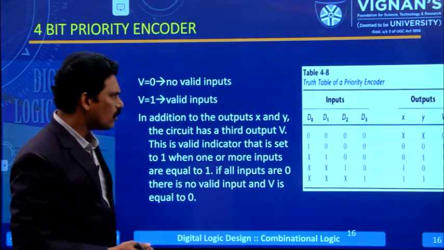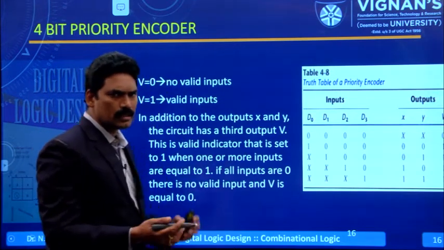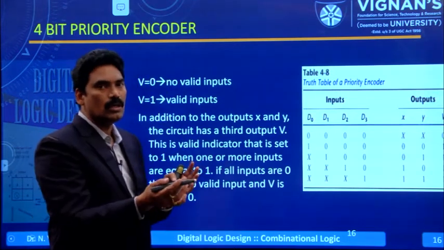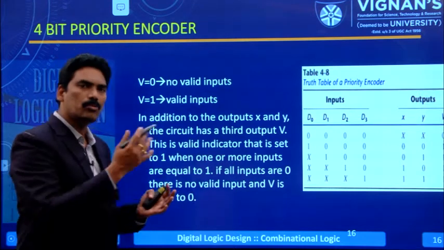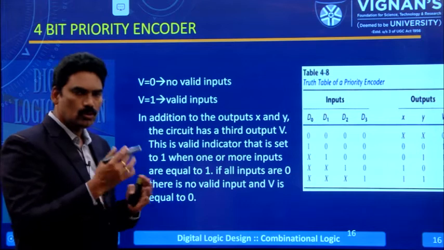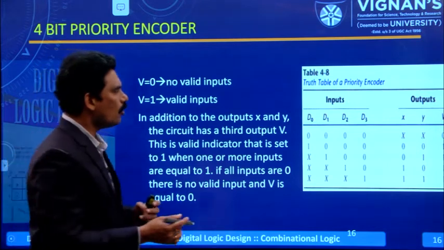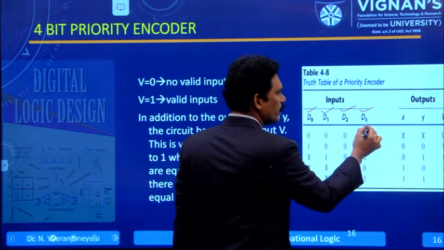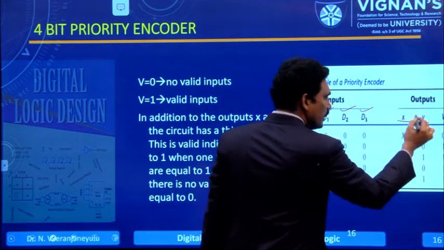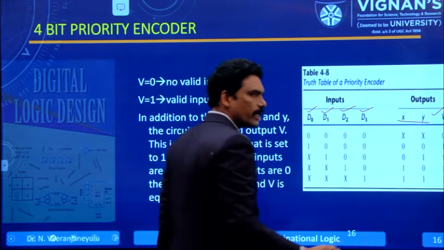Here the encoder is a 4 to 2 line encoder. How many inputs will be there? 4 inputs. And how many outputs? 2 outputs. Here D0, D1, D2, D3 are the 4 inputs, and X, Y are the 2 outputs. In addition to this, we have another output.